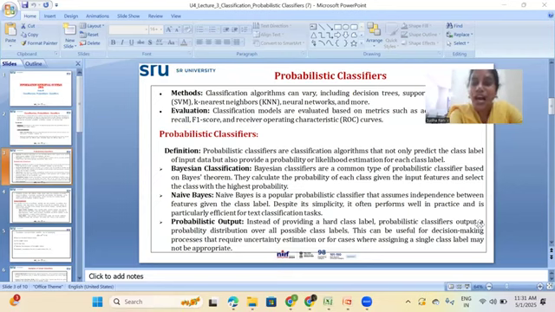Another one, probabilistic output. Instead of providing a hard class label, probabilistic classifiers output a probability distribution over all possible class labels. This can be useful for decision-making processes that require uncertainty estimation or for cases where assigning a single class label may not be appropriate.